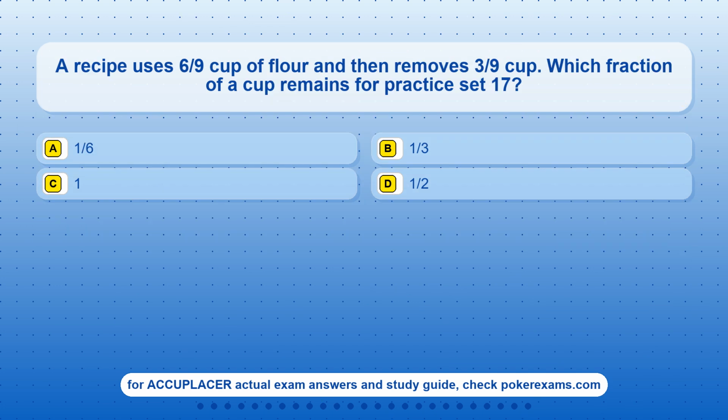Question 10. A recipe uses 6/9 cup of flour and then removes 3/9 cup. Which fraction of a cup remains for practice set 17? Option A 1/6, option B 1/3, option C 1, option D 1/2.